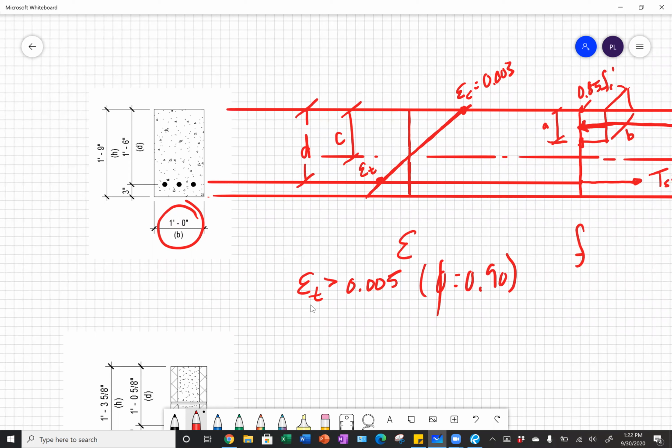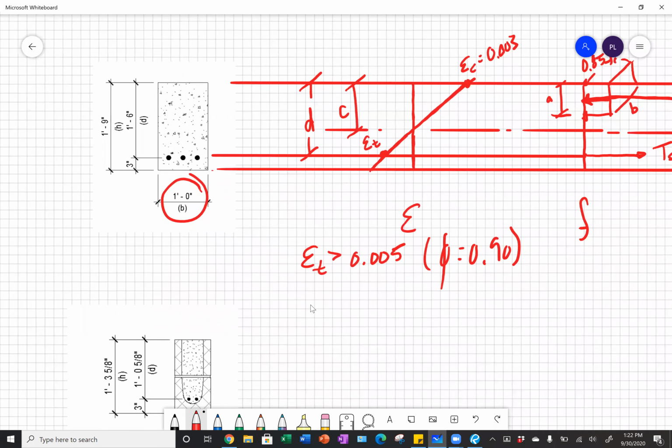If we're compression controlled, our phi factor equals 0.65, but ACI tells us that the strain in our beam always needs to be greater than 0.004 for flexural beam members. And so they're not allowed to be entirely compression controlled. They have a cap on the minimum strain you can have.